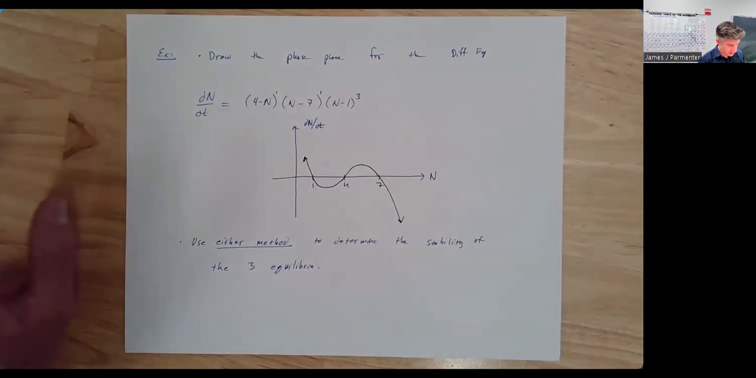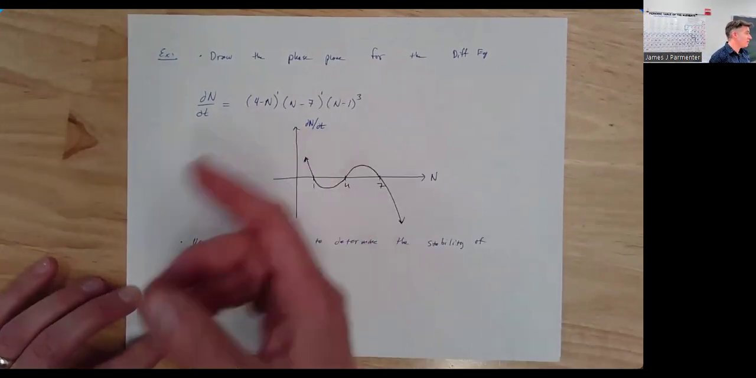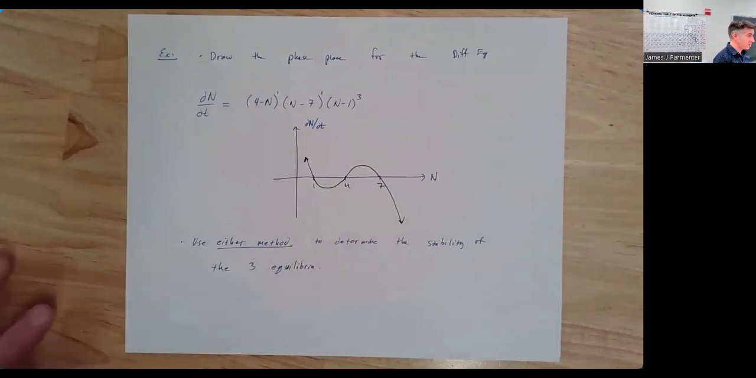Again, if you want, you can test points in each interval, but if the powers of your factors are odd, you're going to cross the horizontal axis each time. If you do have an even power, unfortunately, you bounce. I say unfortunately because when you bounce, it's not really clear if you have a stable or an unstable equilibrium. It can be kind of stable on one side and unstable on the other. So that's why we don't really like that situation.